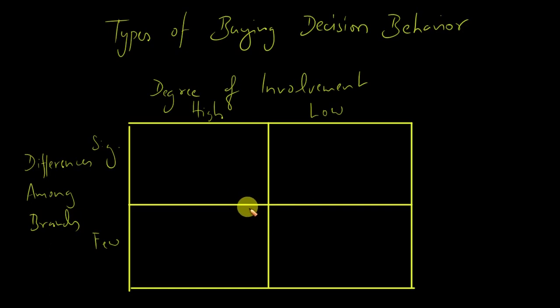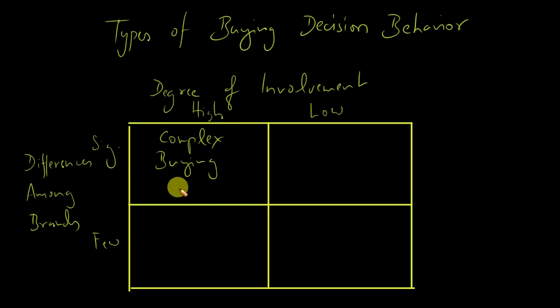So first is complex buying behavior. So let's write it here, complex buying. So here the degree of involvement of the consumer is high and the consumer perceives that there is significant differences among different brands available in the market.